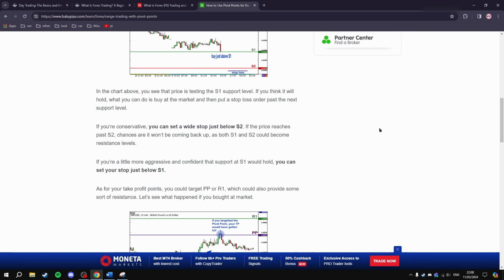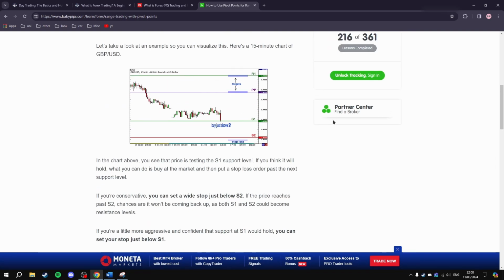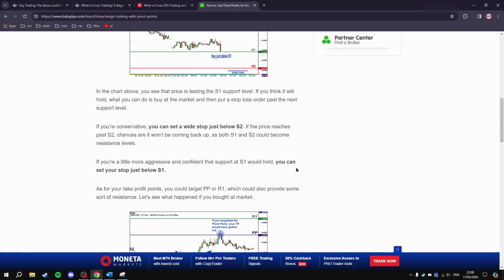In the chart above, you see that the price is testing the support 1 level. If you think it will hold, you can buy at the market and put a stop loss order past the next support level. If you're conservative, you can set a wide stop just below S2, or support level 2. If the price goes past S2, the chances are it won't be coming back up, so both support 1 and support 2 could become resistance levels. If you're a little more aggressive and confident that support 1 would hold, you can set your stop just below S1.